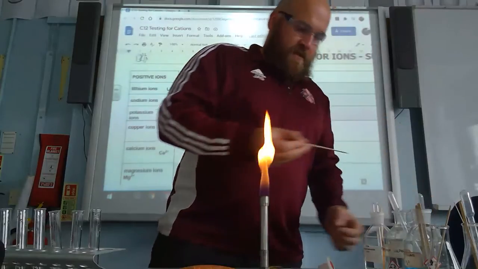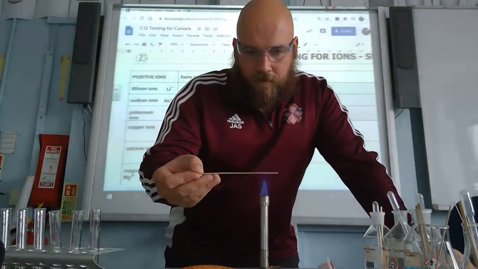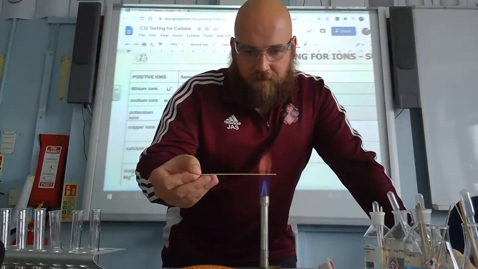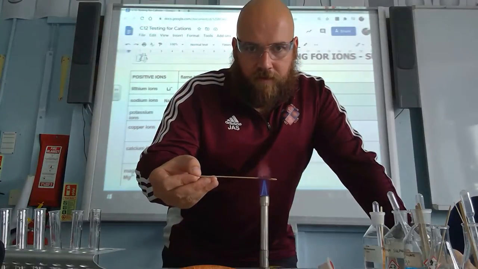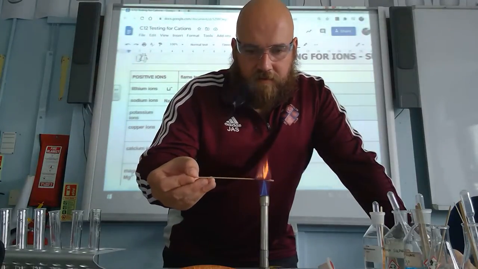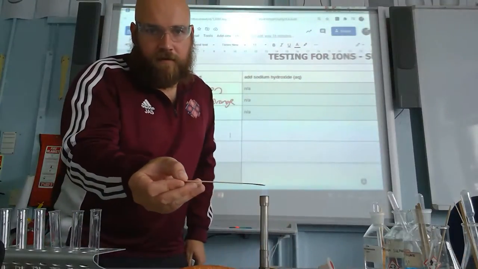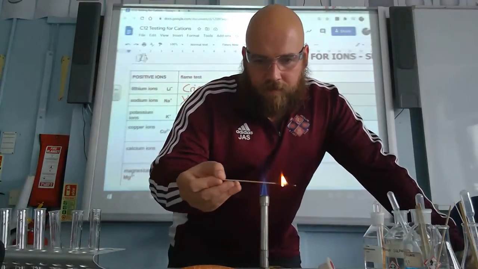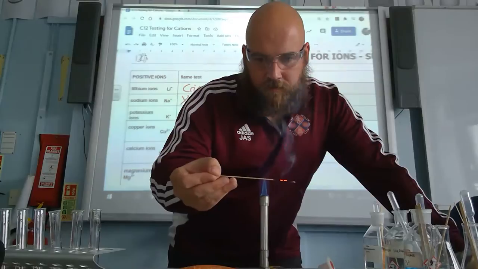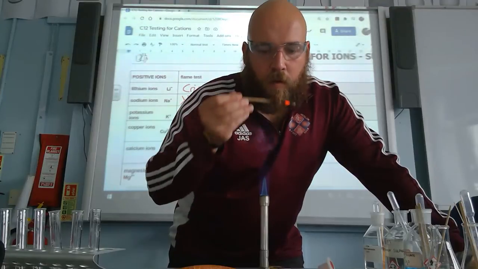So take out a splint, put it in the flame, and this one's a fairly faint color. There we go. It's difficult to see. It goes like a slight purpley colour. I don't know if you can see very well with that. So it's just going that lovely, like a pale purple, a faint purpley colour.